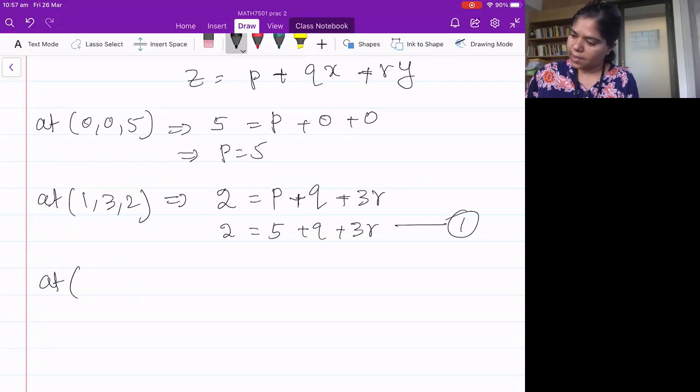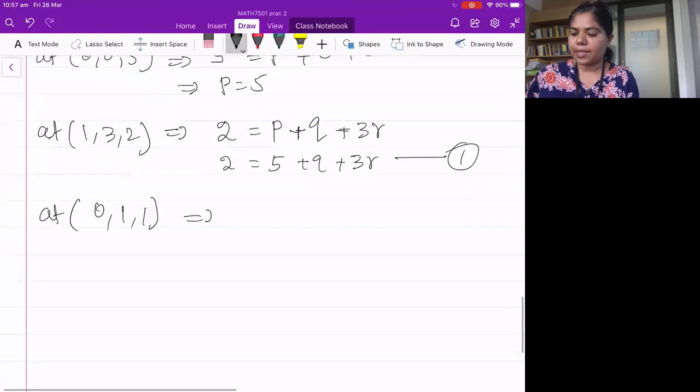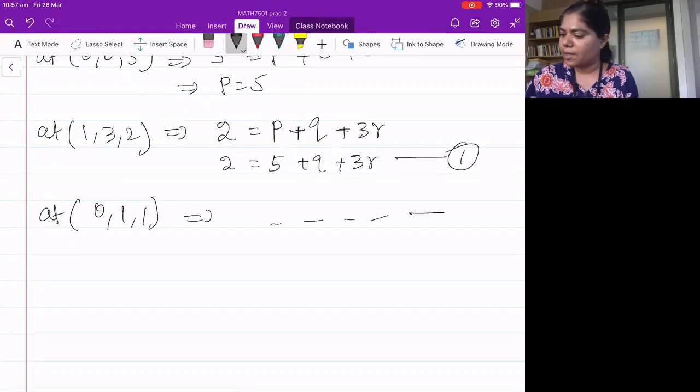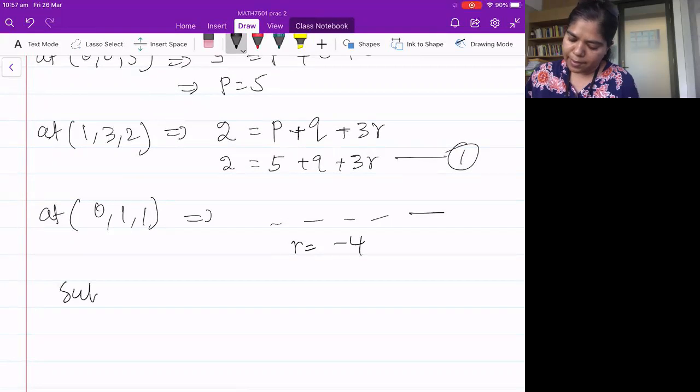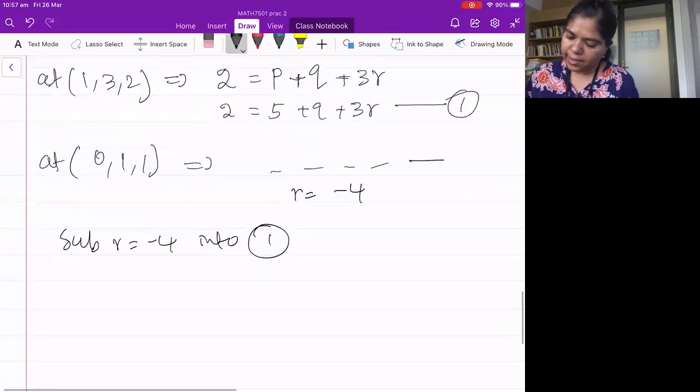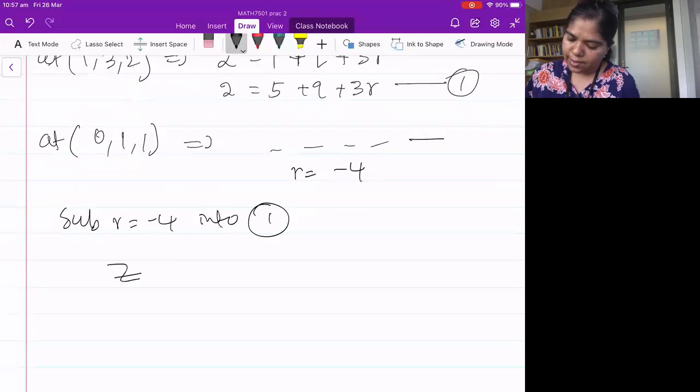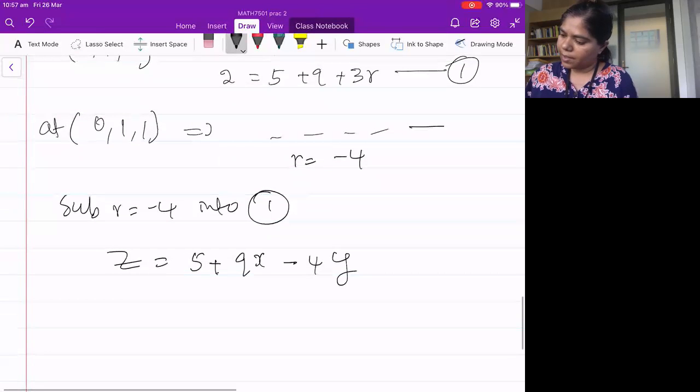And then we have the point 0, 1, 1. Substitute the other point, and then solve. You should get another equation. You should get r equal to minus 4 from this, and then substitute r equals minus 4 into equation 1 and get the values. Okay? So your equation of the plane should be z equals 5 plus qx minus 4y, where q is 9.